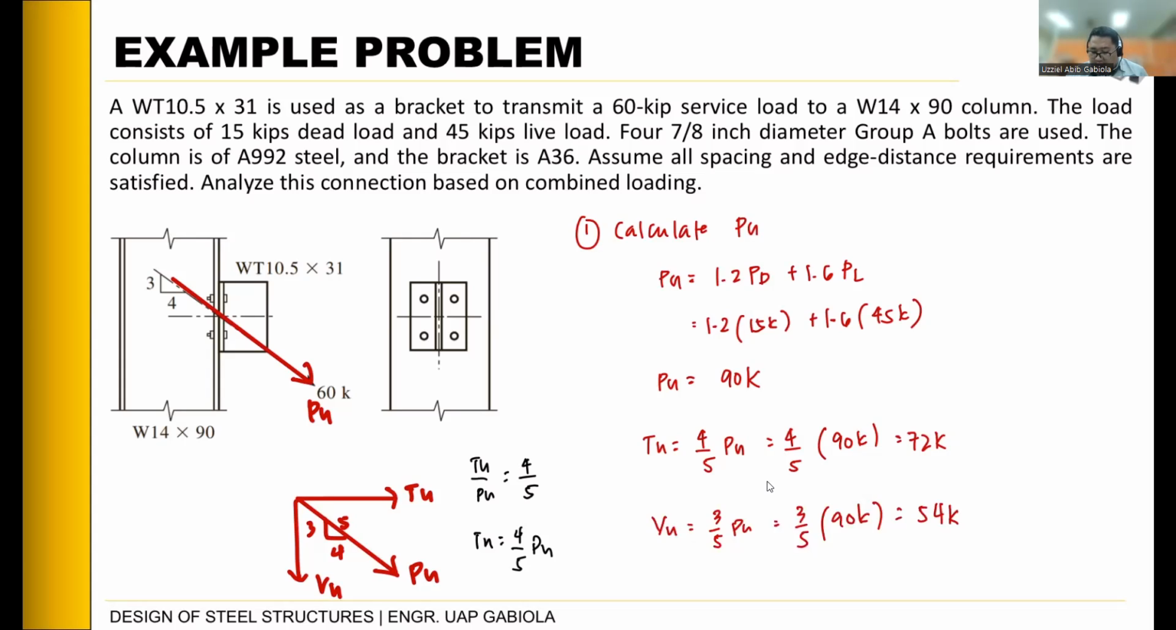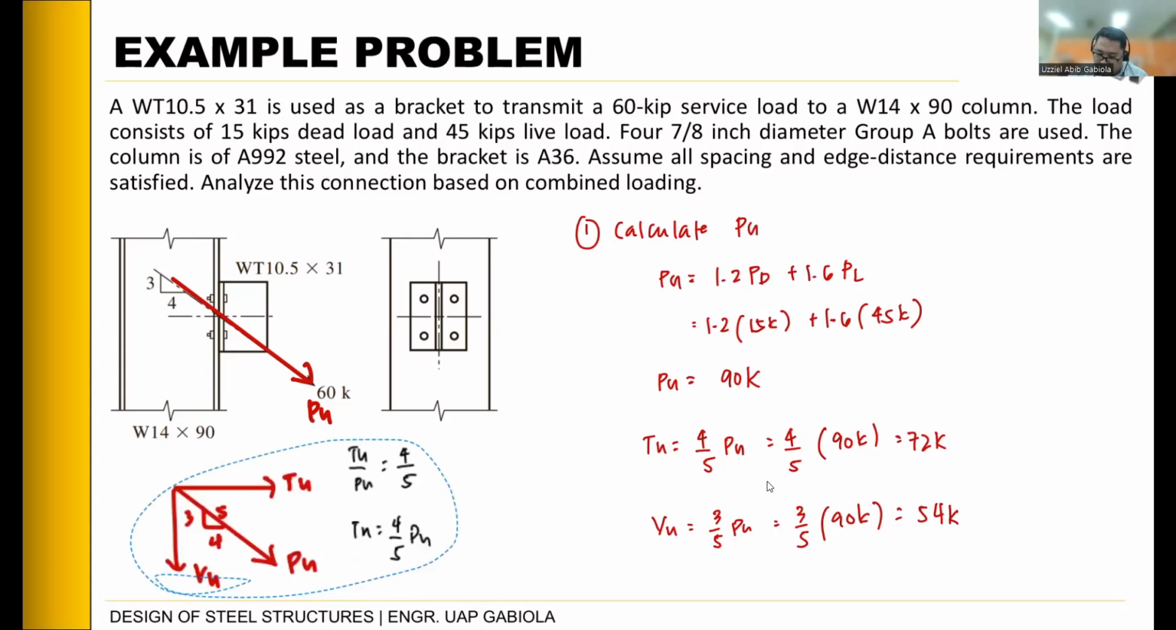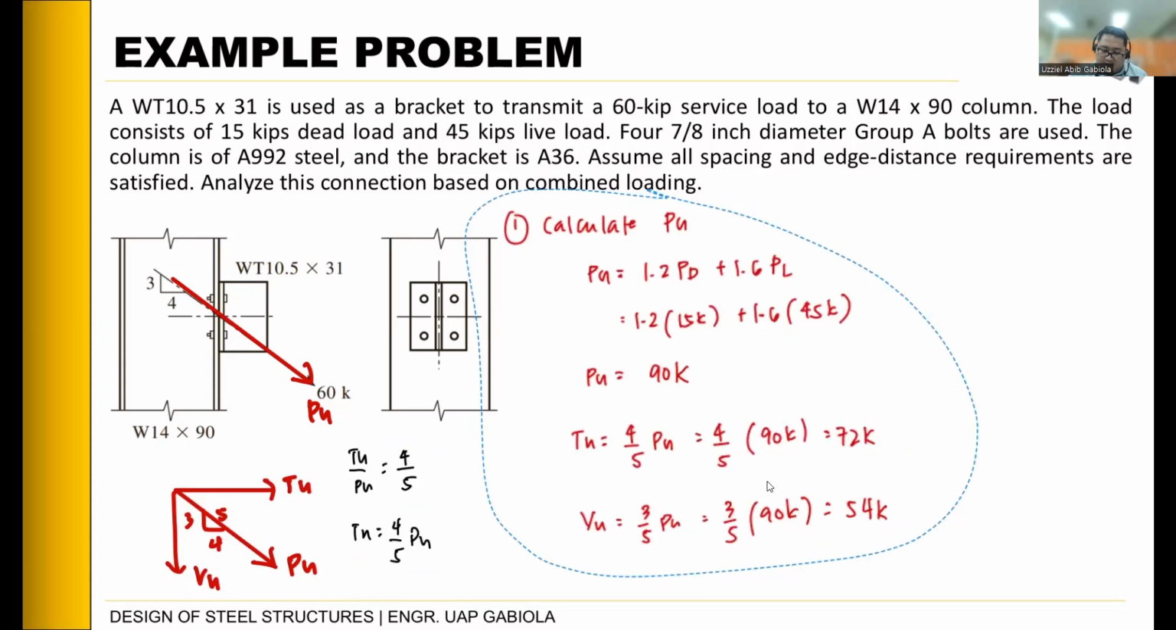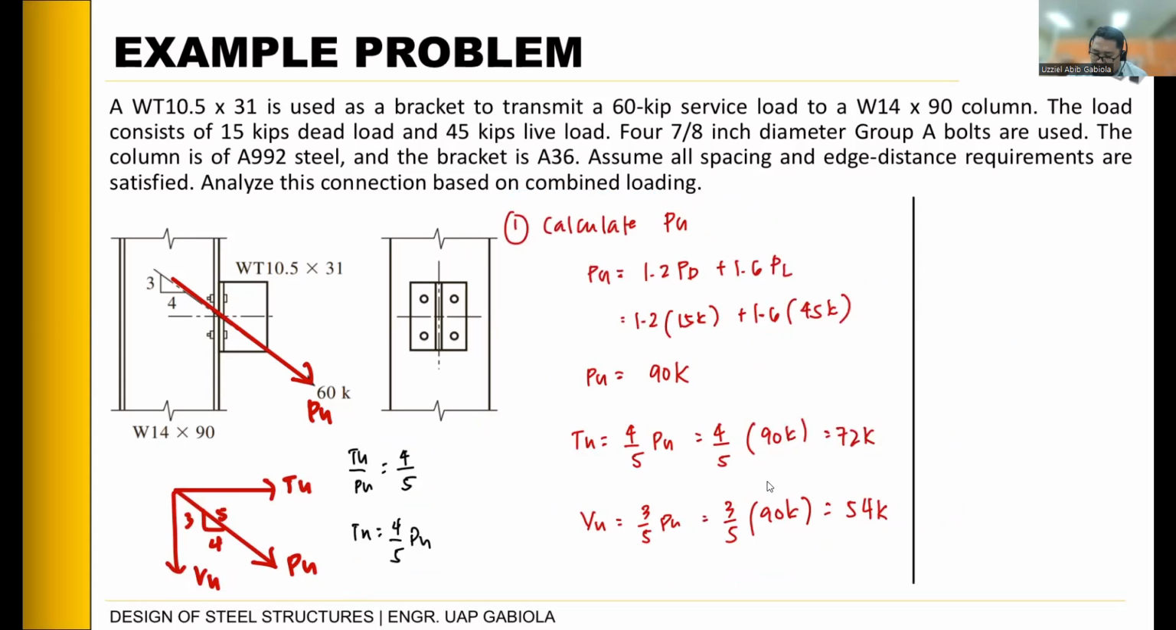And then, how many bolts do we have? As mentioned in the problem, how many bolts are in our connection? 4. So, we have 4 bolts. That means the 4 bolts will share the values of TU and VU individually. So, we can actually get the capacity per bolt. Calculate loading per bolt.